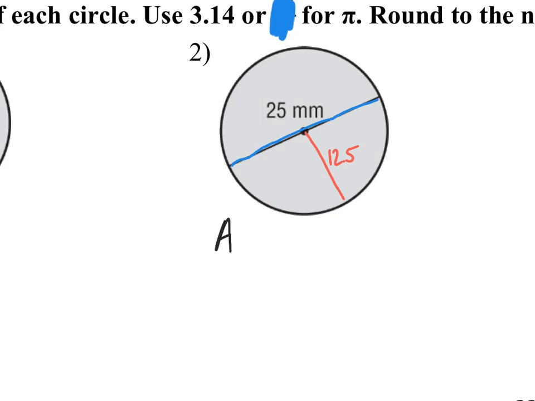Formula's the same thing. Area equals pi r squared. I'm going to take my radius, I'm going to do 12.5 squared, and I've got to multiply that times 3.14.